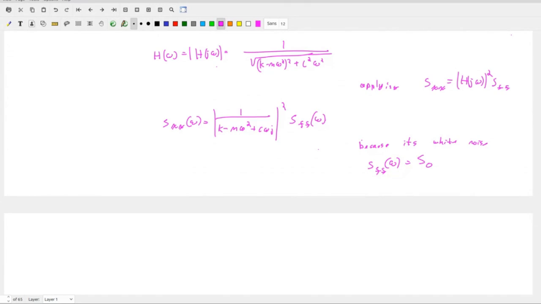Additionally, we can break apart our absolute value squared symbol, right? So a little bit of taking the square, finding your common denominators, adding things up. You end up with Sxx of omega is equal to the absolute value of H(j omega) squared S naught, which is equal to 1 over (k minus m omega squared) squared plus c squared omega squared, right, times S naught. But I can just go ahead and throw that S naught up on top, like that.